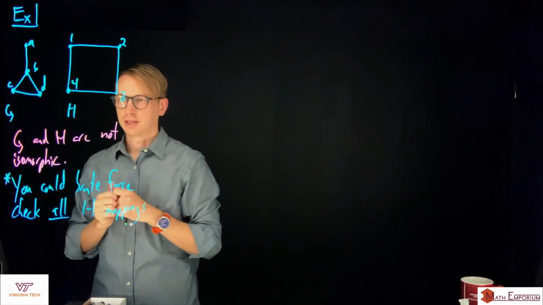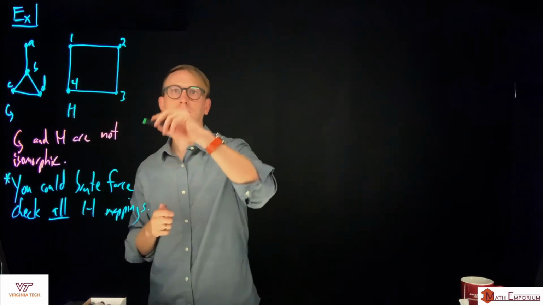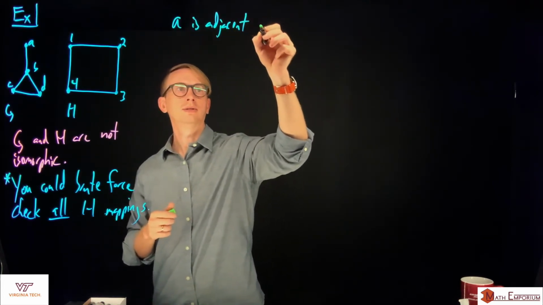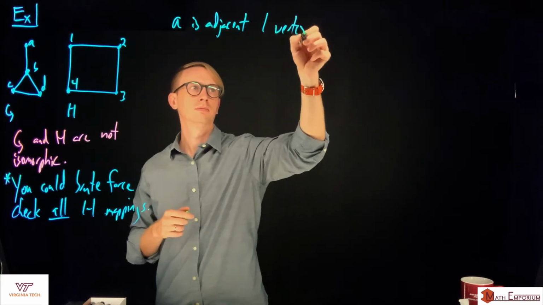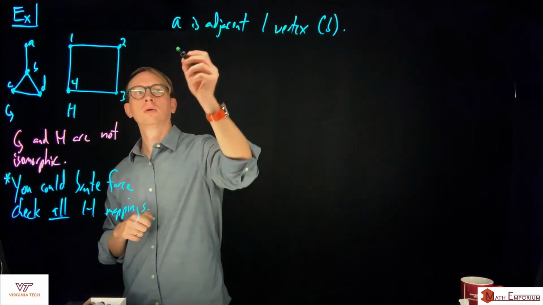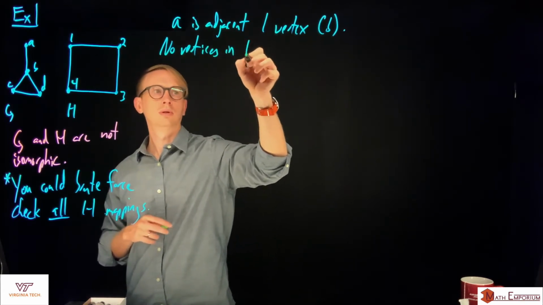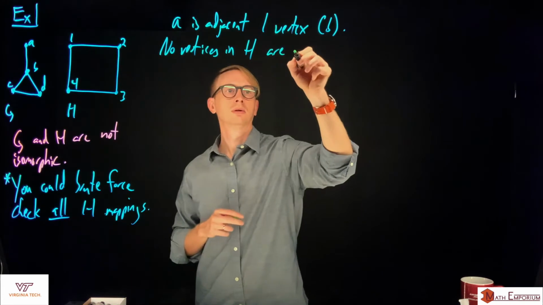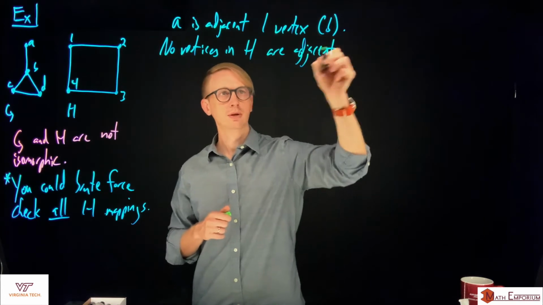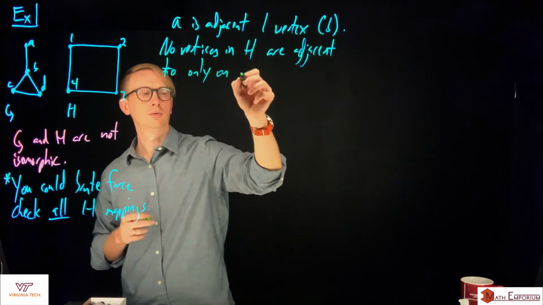That is a lot. You can always pick whatever you want to go with. I'm going to go with something much simpler. All right, so I'm going to go with A. A is adjacent to one vertex. We can even name it. It's B, but its name isn't super important. No vertices in H are adjacent to only one vertex.